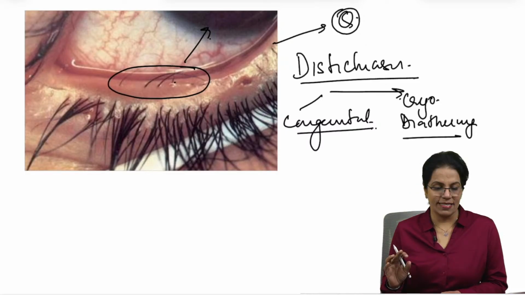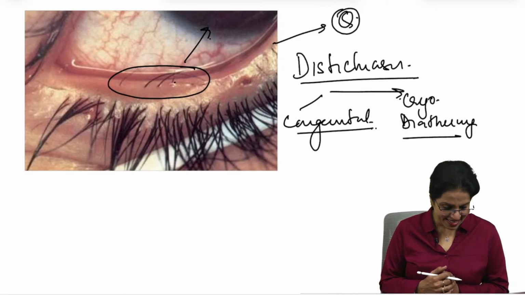This is what you have to know, and I hope you know what is trichiasis. What was trichiasis? Very good. Everybody has answered correctly. Awesome.